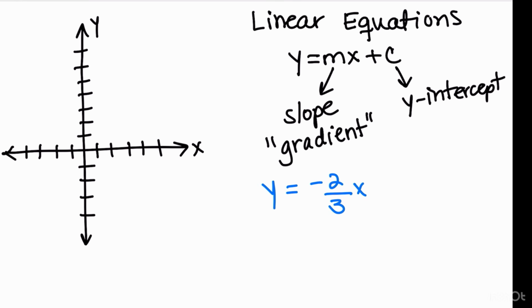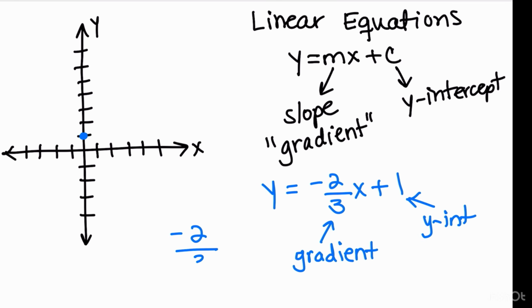So as long as the y is by itself, let's say we have y equals negative 2/3 x plus 1. As long as the y is by itself, then the number that's next to the x is going to be your slope, which for IB is going to be called gradient. And then here we have a y-intercept of 1. This means that first I have to go to my y-axis and I'm going to plot the point 0, 1. From here, I'm going to follow the slope, the gradient.